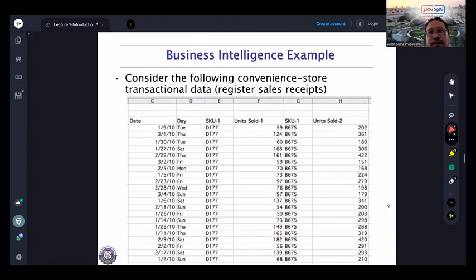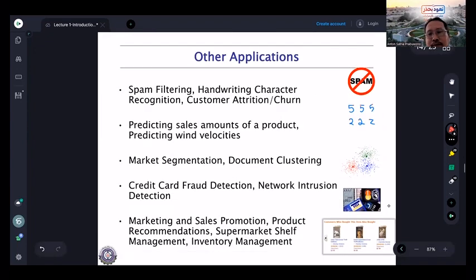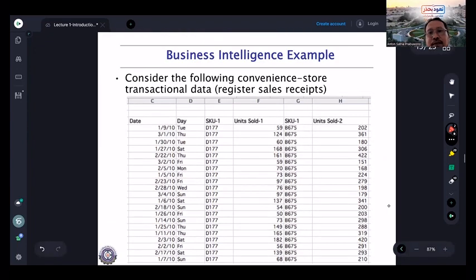This is a business intelligence example, BI. From this, we can get the solution or even the strategy for the company.